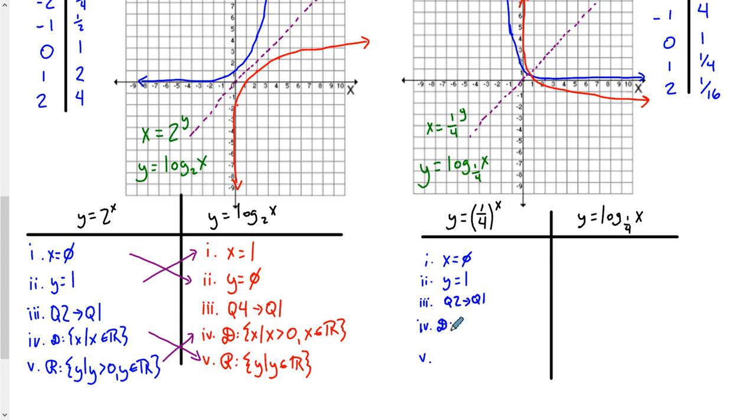Domain, well, it's going left, it's going right. It's all real numbers. And our range, it's y's that are greater than 0, because it's basically kind of starting at the x-axis, going up to read our range. So if we do those same characteristics for our logarithm, we'll see our patterns come to light.